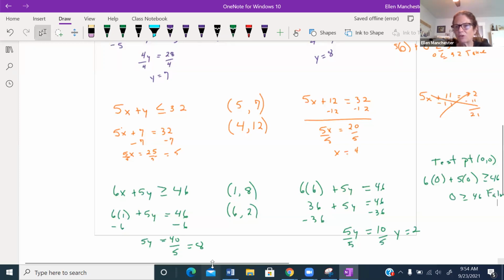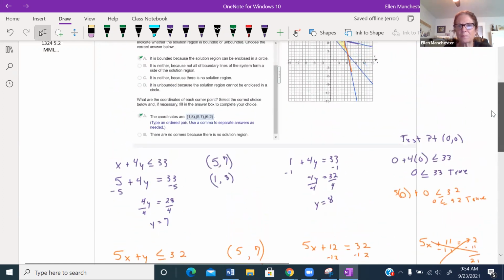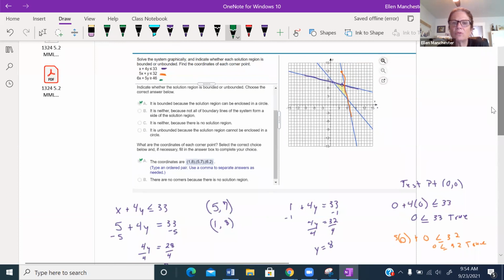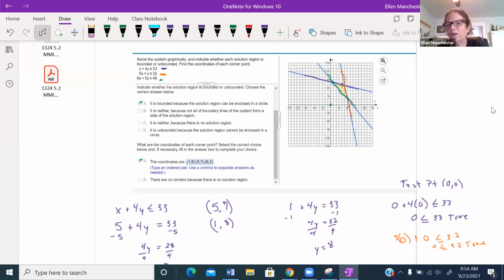So what that means, going back up to my graph, so I have 1 and 8 and 6 and 2. So here's the third equation. Since I have a false statement for my test point, that means I don't want, there's my 0, 0, I don't want a graph or shade on that side. I want to shade away from it. So I'm going to shade above.